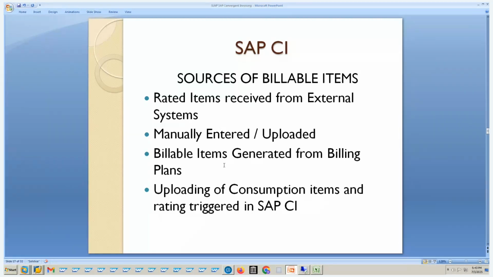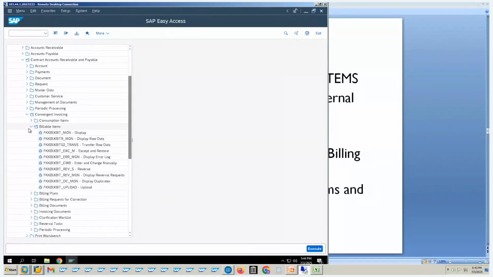Or you can also use the facility available in SAP CI where we upload the consumption items and then we have configured the rating in the system. Using the consumption data and the rating group, we will do the rating of the items. So we are getting the billable items directly in the SAP CI system. This is also supported. Like for instance, here you can see we have something called consumption items.